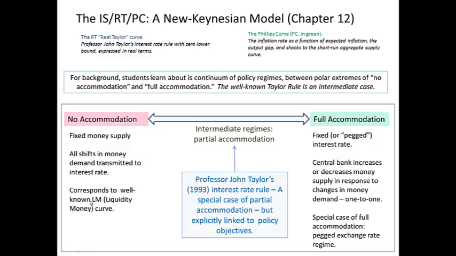This case corresponds to the well-known LM curve that is used in many textbooks. Over here, the central bank is assumed to be pegging the interest rate under a regime of full accommodation. We'll need to know about this when we talk about the open economy and a pegged exchange rate regime. But we're going to be focusing on an intermediate regime, and that's going to be Professor John Taylor's interest rate rule, and this is a special case of partial accommodation, and the key thing about this special case is that it is explicitly linked to policy objectives.